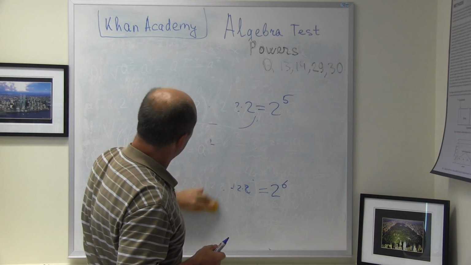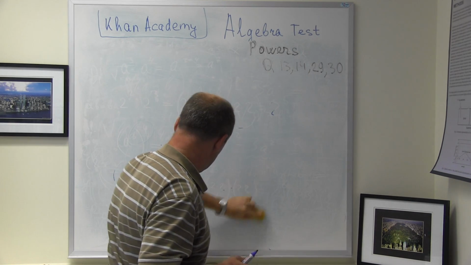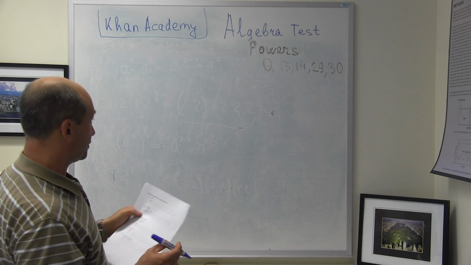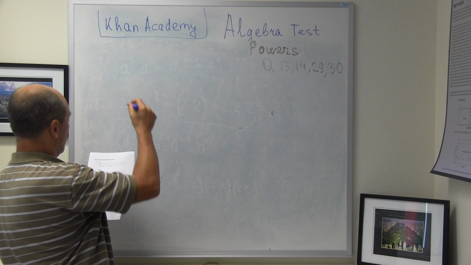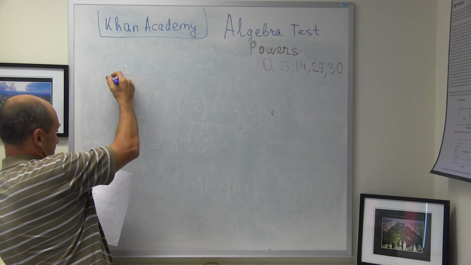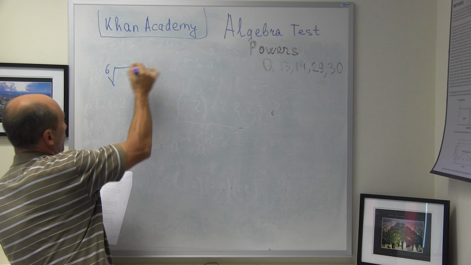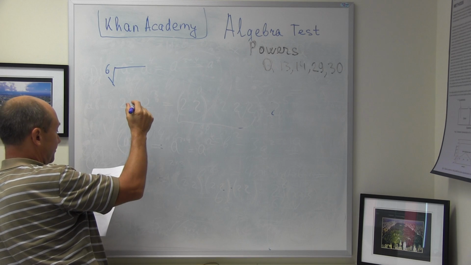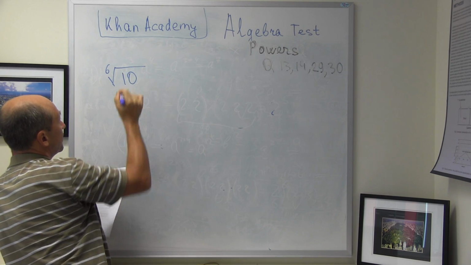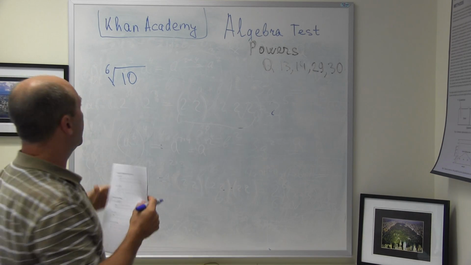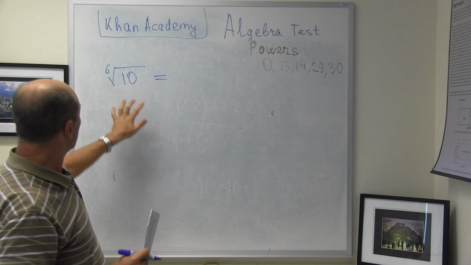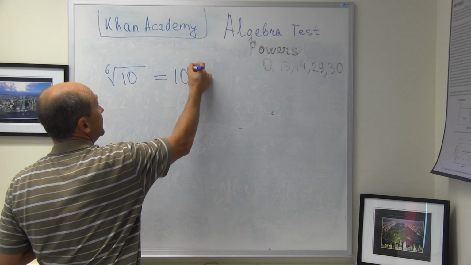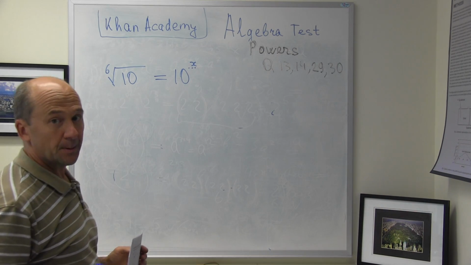And we'll now do a few examples which help us to do these powers. Now, we are asked to express each of the following as a single power of 10 for questions 13 and 14. And here we're given the 6th root of 10. What will it be in terms of a power of 10? In other words, what is the power here, this x in here?